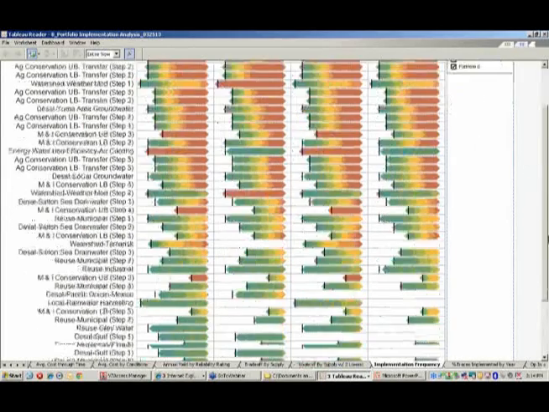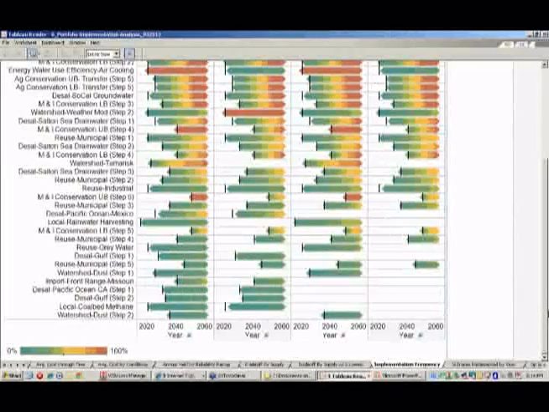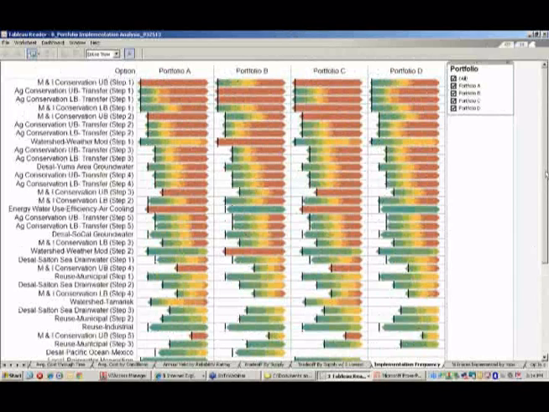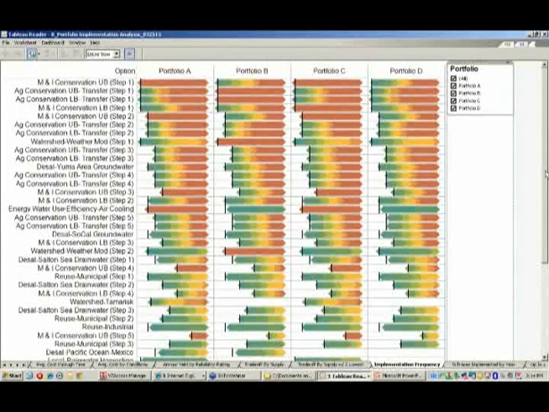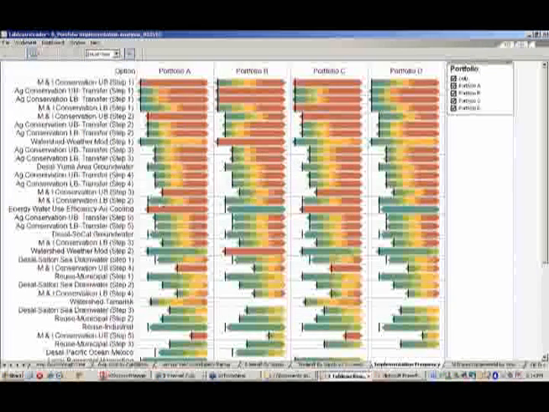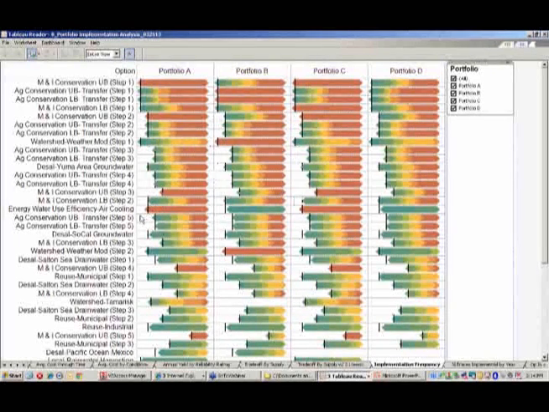And if we scroll down here, you can see that there's a time axis on the bottom of each one of these columns, and that the color is indicative of the percent of traces that have that option implemented through time. When you see red, and red indicates 100% or close to all traces, you know that that's being used a lot.